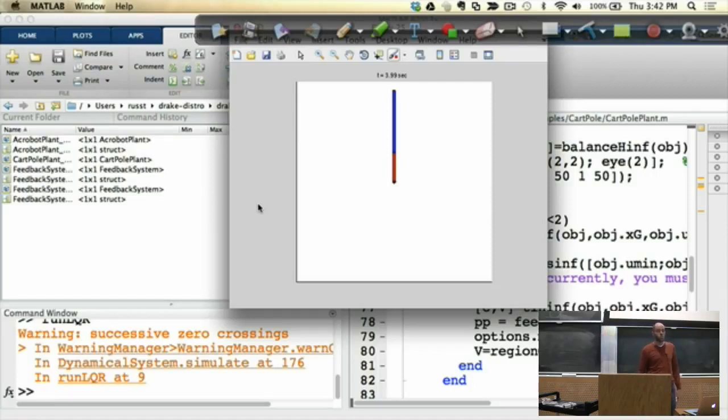Yeah? But what if you handle some part of the search space where A, B is not controllable?